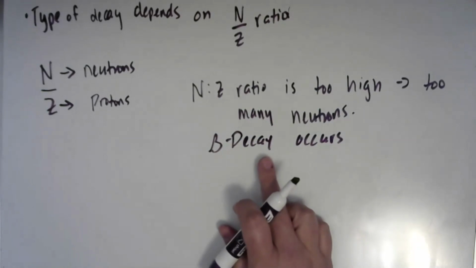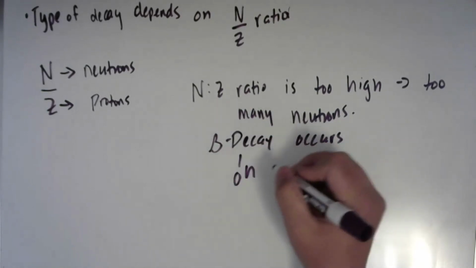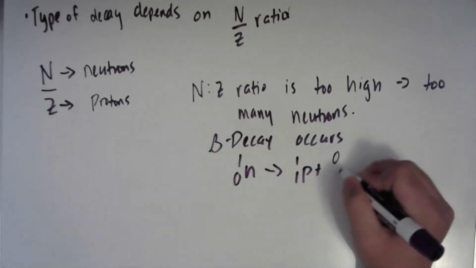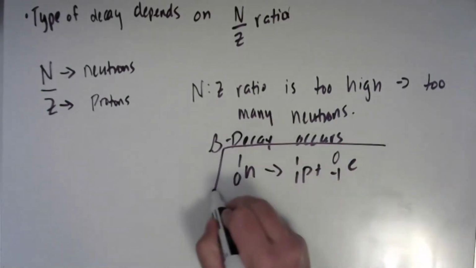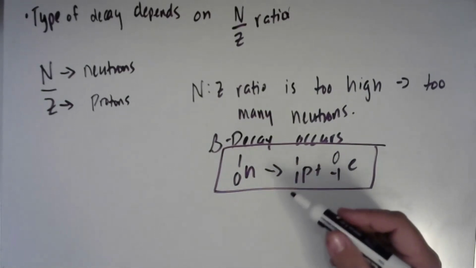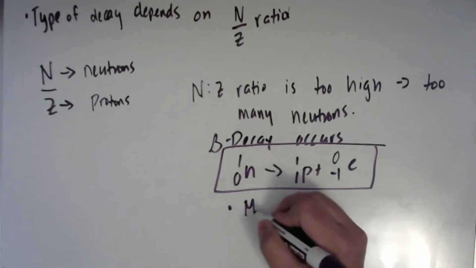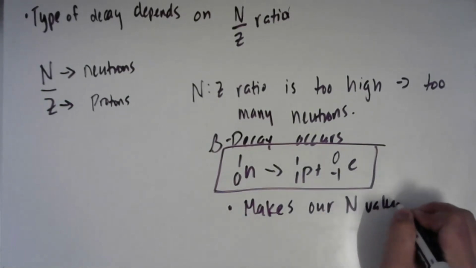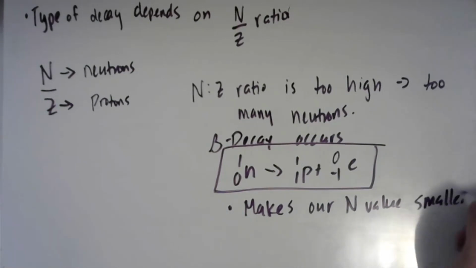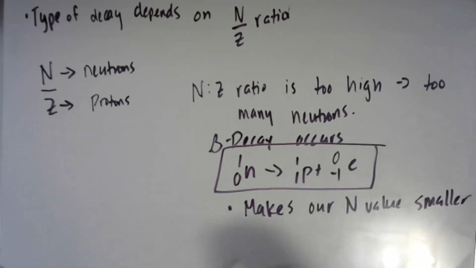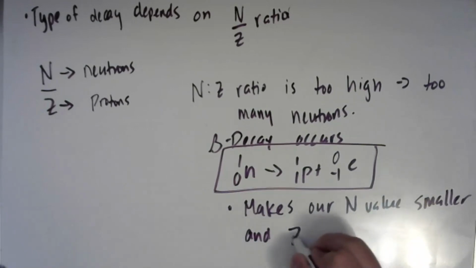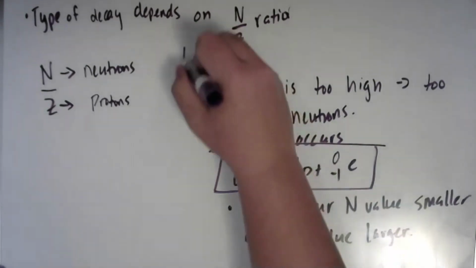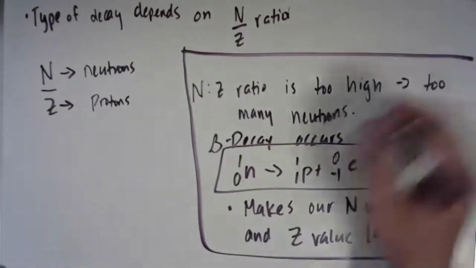Remember the process for beta decay. That's when we take a neutron and we convert it into a proton and an electron. So when beta decay occurs, it's going to make our neutron value smaller, and it makes our Z value, our proton value, larger. So that's if our N to Z ratio is too high.